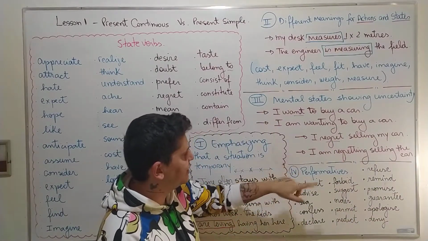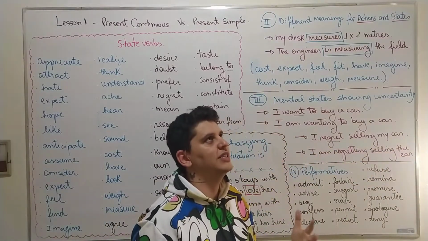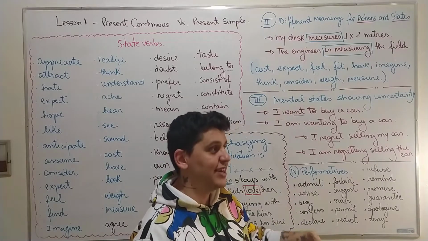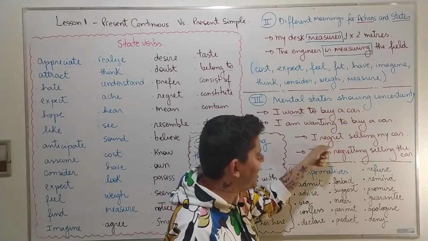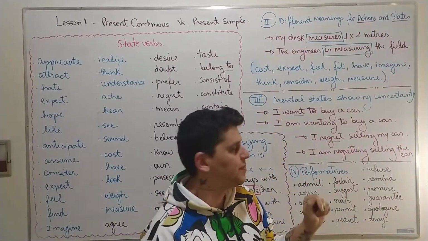Another example is with regret. I regret selling my car. Oh my God, why did I do that? Why have I sold my car? I hate the fact that I was so stupid. I regret selling my car. I've got a consolidated opinion about this.